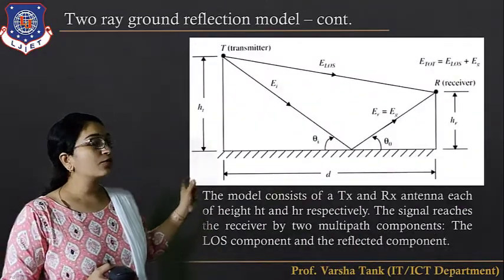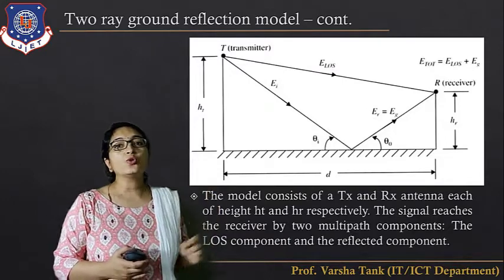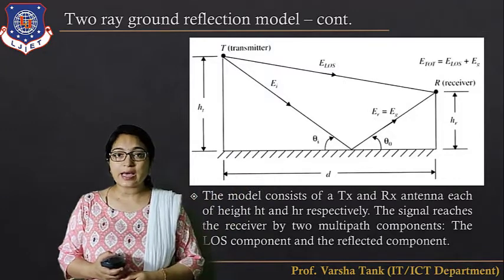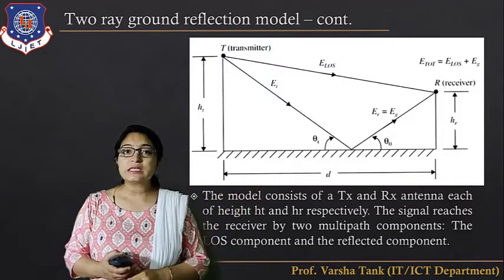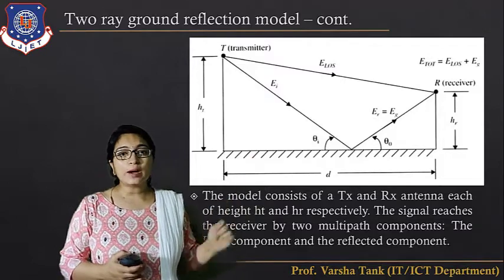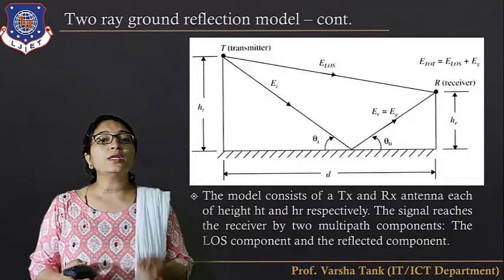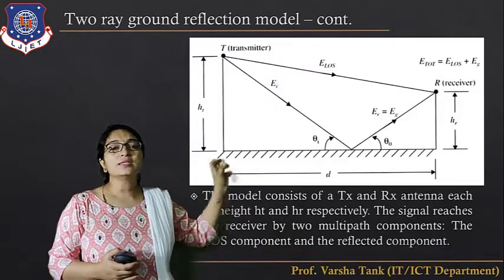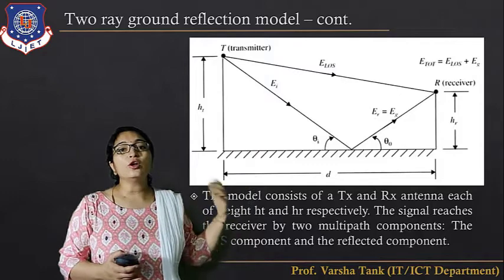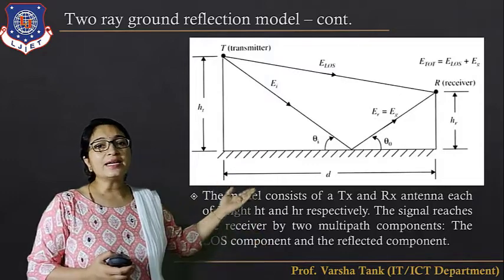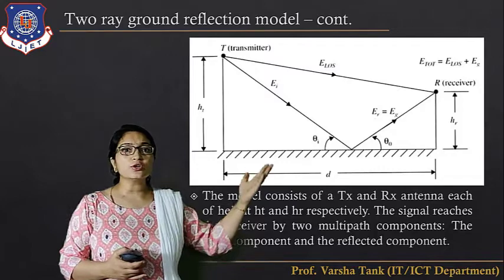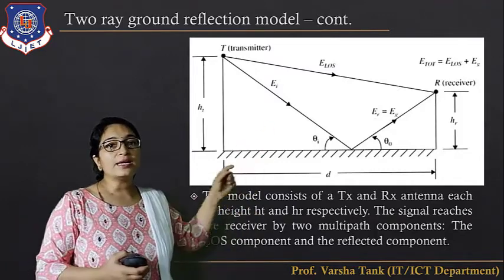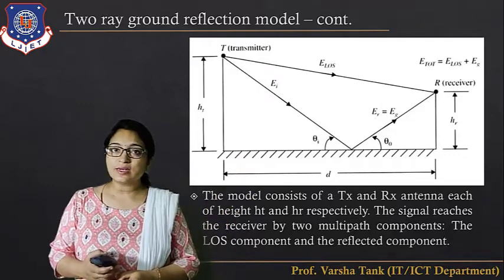Now here you can see the figure in which we are seeing the two-ray ground reflection model. Here the transmitter is there and the receiver is there. When the transmitter is transmitting the signal, you can see there are two paths. In this figure we are showing only the two paths. The first signal will follow the line of sight communication and the second signal will follow the reflected communication. Here you can see the ground reflected communication. The line of sight signal will be received by the receiver directly.